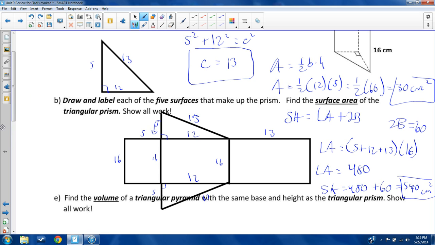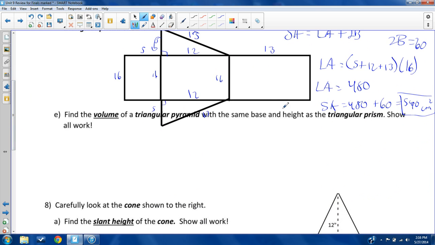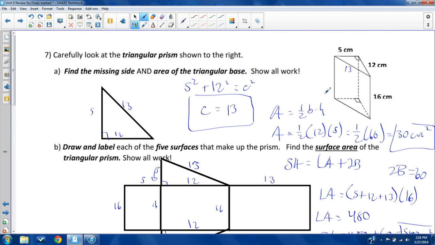Okay, find the volume of a triangular pyramid with the same base and height as the triangular prism. Show all work. So make sure you read that very carefully. What I'm trying to find here is a triangular pyramid within here, so it goes up like that and down like that and in like that. Here's the look of the triangular pyramid.